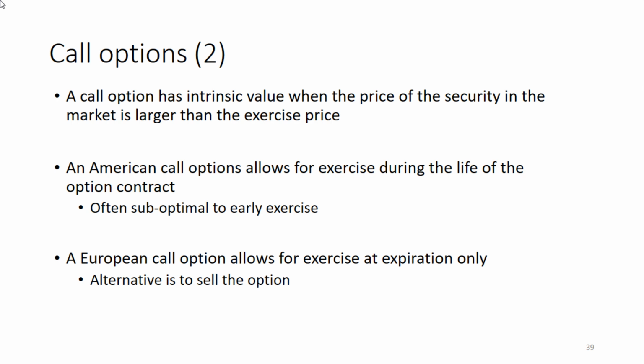Very often that's suboptimal to do that. It's better to wait until the maturity moment in that case. With a European option, the buyer of the option is only allowed to exercise at the expiration moment. So if the holder of the European call option wants to do something earlier, given that the values of these call options are updated on a daily basis, instead of exercising the option, he could simply sell the option in between. Exercises only at the maturity moment.